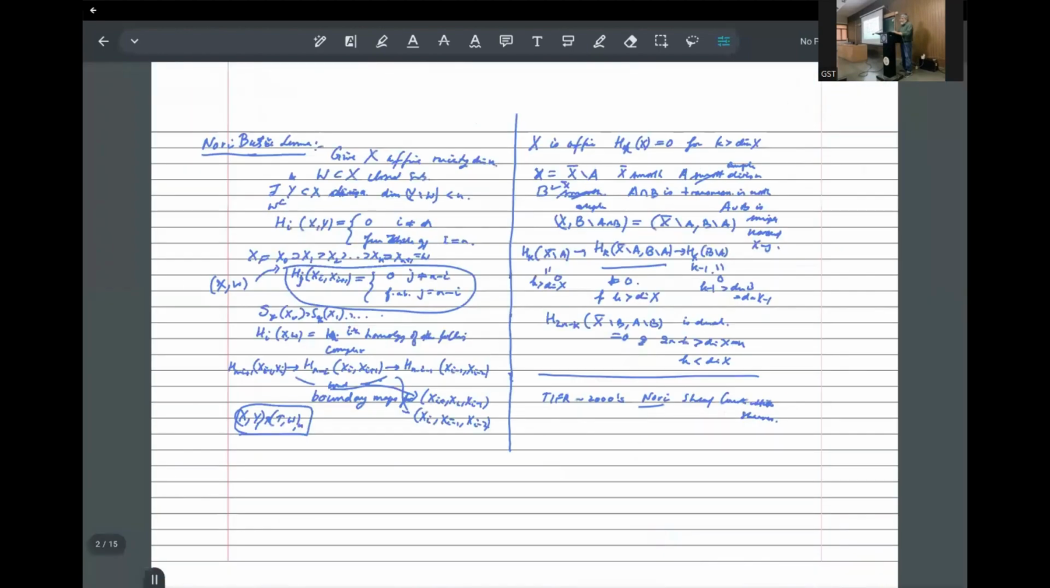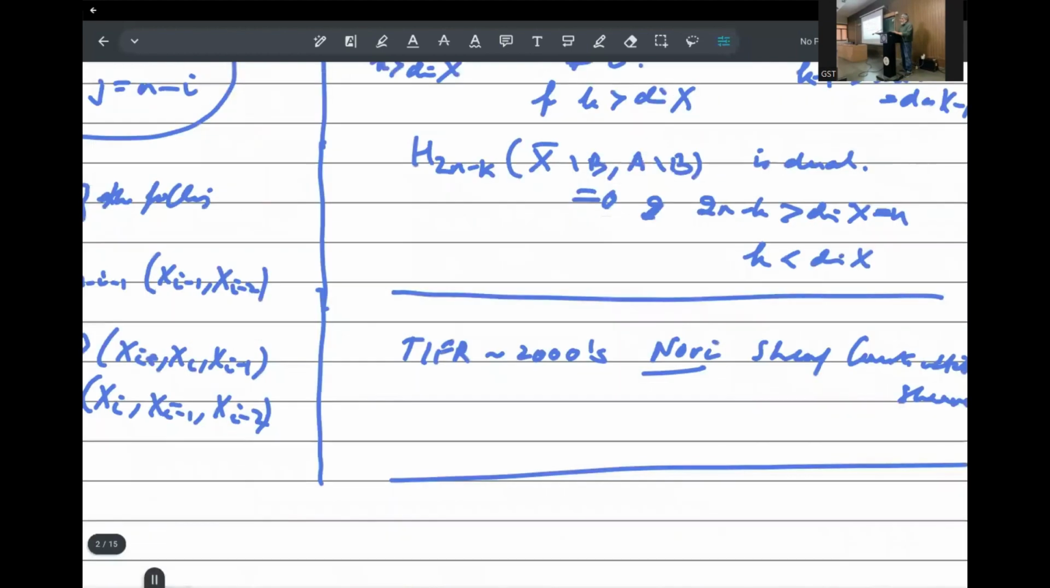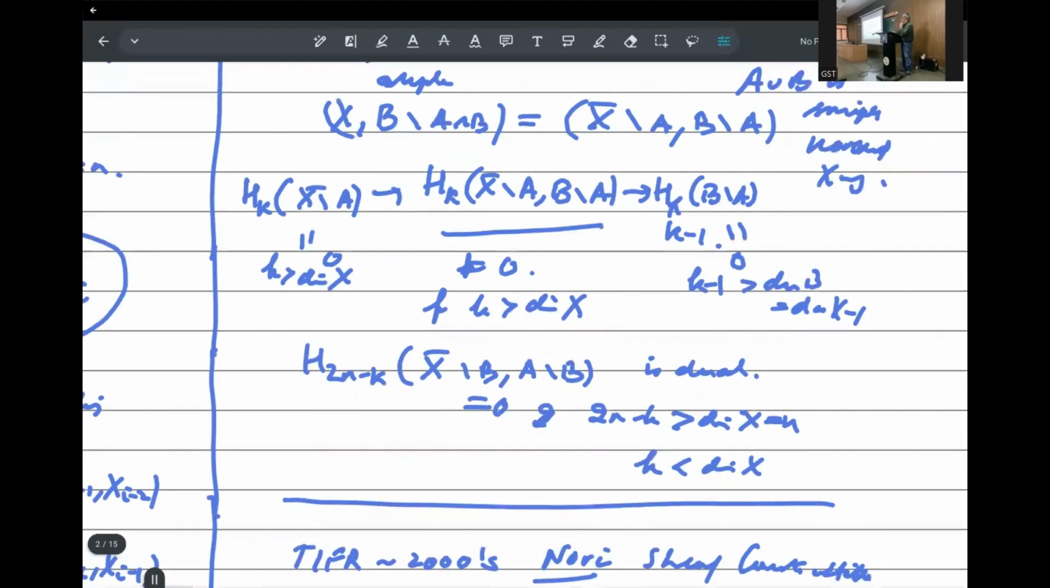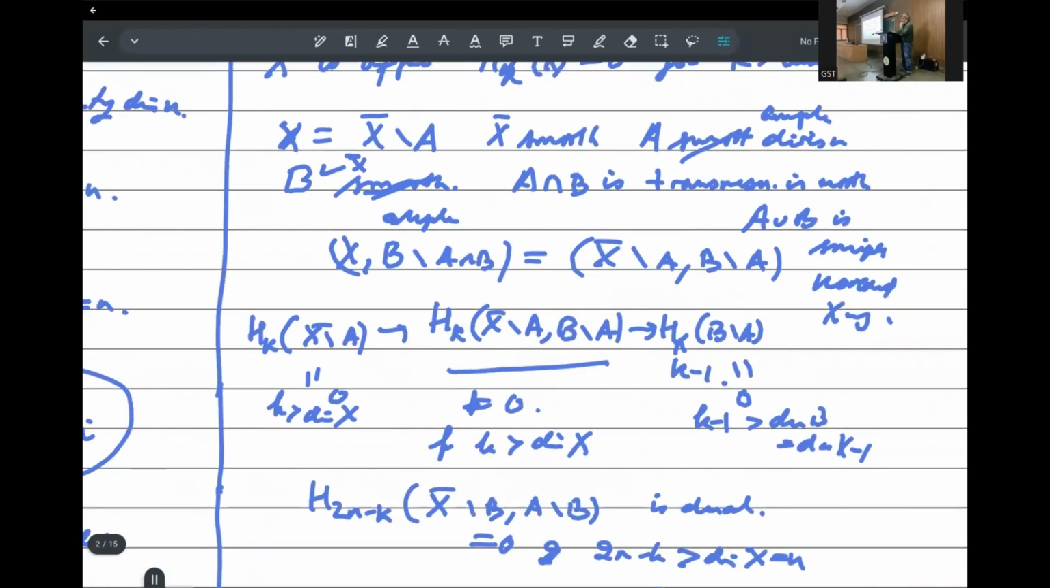Instead, I just said that if you want details, just look at Nori's constructible sheaves approach, which avoids all this and does it in a sheaf theoretic way. He does it for cohomology, but then you just use the fact that cohomology is equal to homology with compact support.